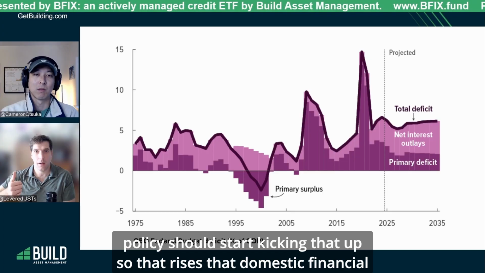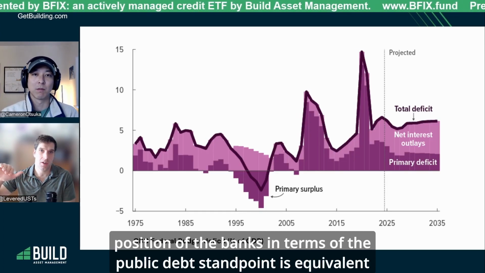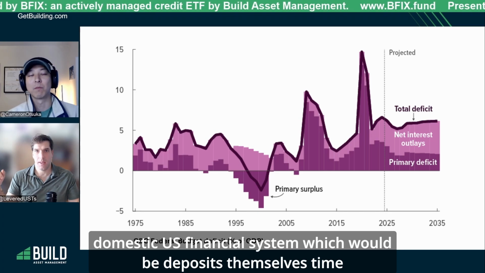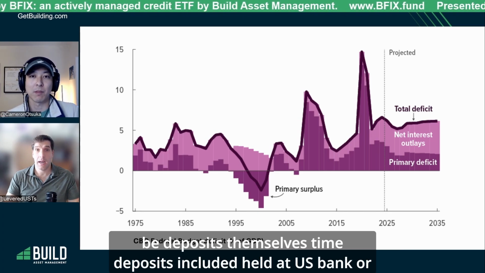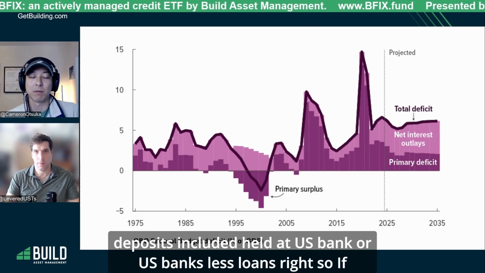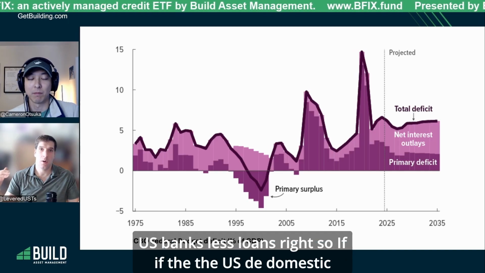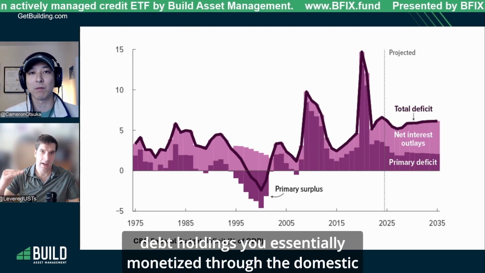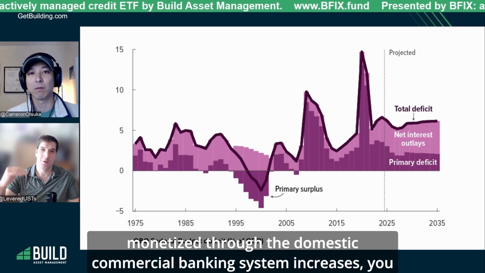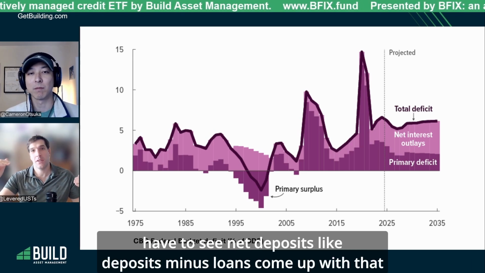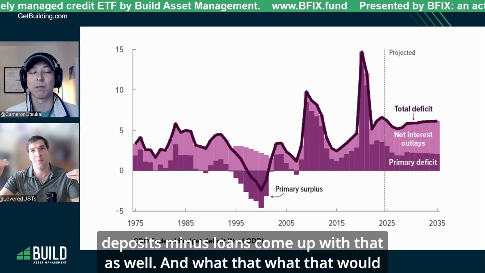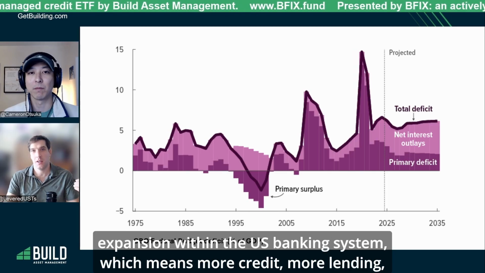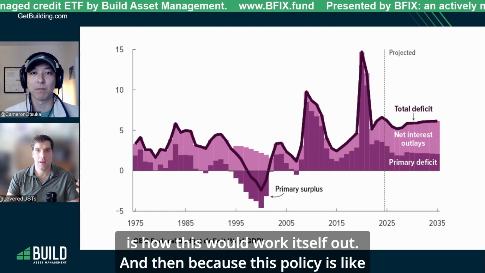This policy should start kicking that up, so that rises. That domestic financial position of the banks in terms of the public debt standpoint is equivalent, it's an accounting identity, to the net deposits in the domestic U.S. financial system, which would be deposits themselves, time deposits included, held at U.S. banks, less loans, right? So if the U.S. domestic financial position, that rise in public debt holdings, essentially monetized through the domestic commercial banking system, increases, you have to see net deposits, like deposits minus loans, come up as well. And what that would lead to under this framework is balance sheet expansion within the U.S. banking system, which means more credit, more lending, is how this would work itself out.